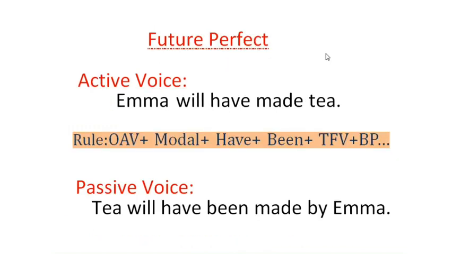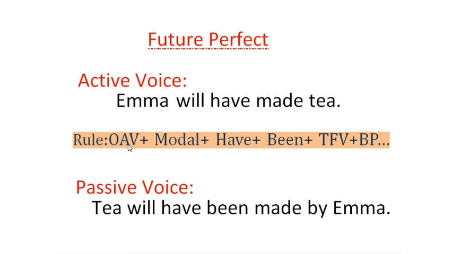As future progressive form doesn't have any passive form, in future perfect, we have to see what happens. Active voice is Emma will have made tea. So what must be the passive? Just we have to take to the rules.